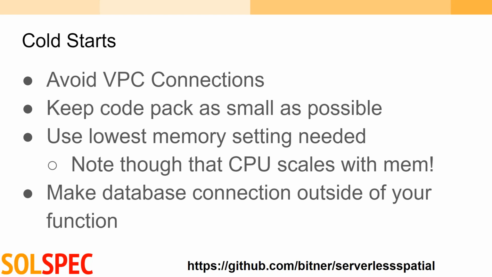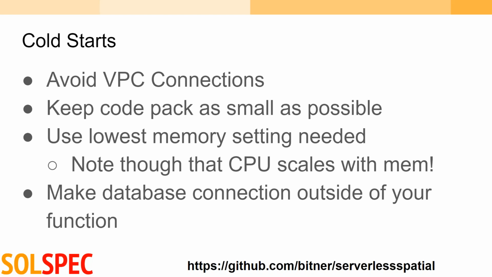Couple things that you can do to make those cold starts faster. VPC connections, so setting up networking to other Amazon resources, can be very expensive. This can take multiple seconds, which doesn't seem like too much, but when you're trying to respond to a web request, multiple seconds can be pretty painful. If you can avoid those VPC connections, your cold starts will be much faster. Keep your code package as small as possible. You have 250 megs. Don't use it all if you don't need to.